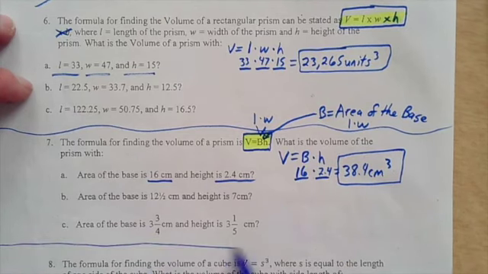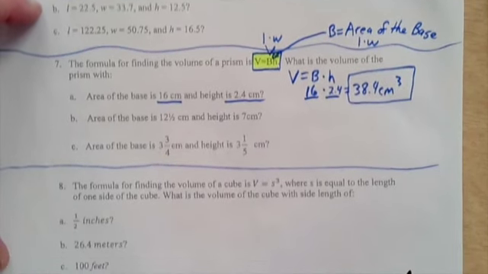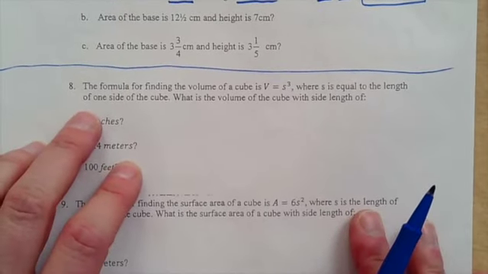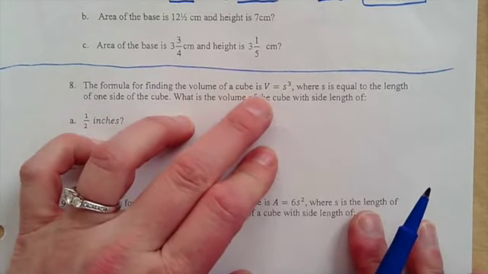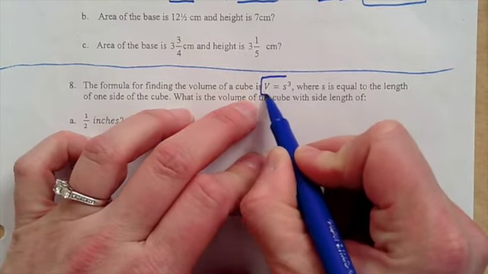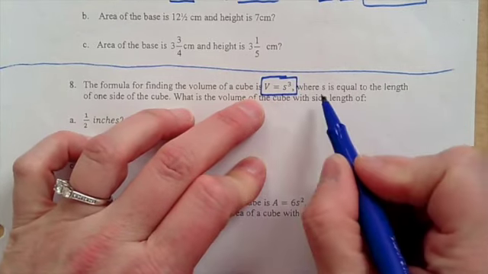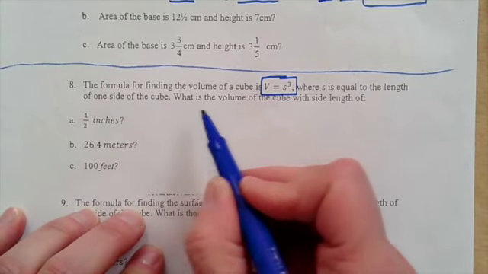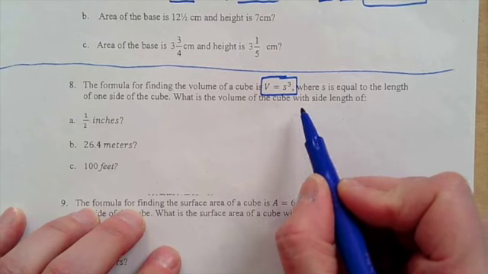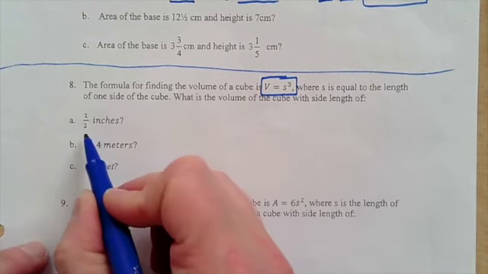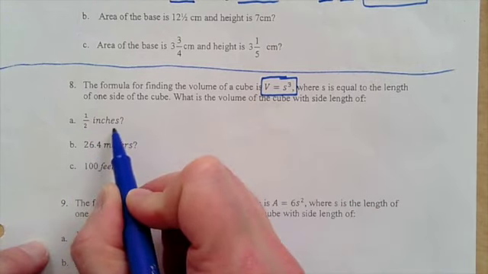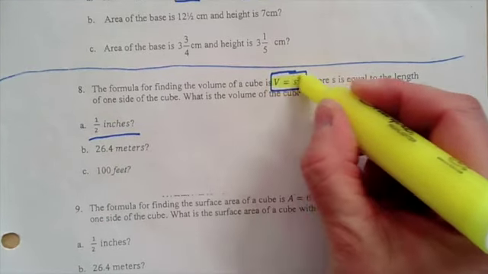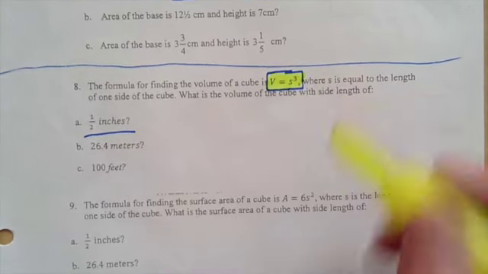The next one I'd like to try is number 8, and I'd like to do letter A with you. The formula for finding volume of a cube is volume equals S cubed, where S is equal to the length of one side of the cube, and they were wanting to know what is the volume if your cube has a side length of 1/2 inches. And so we talked about this formula. Well, what do we know about a cube?